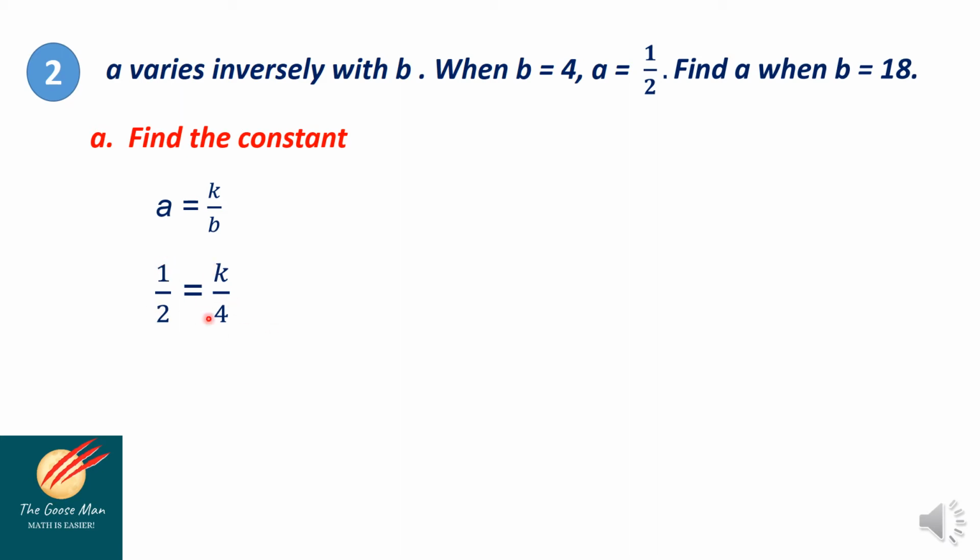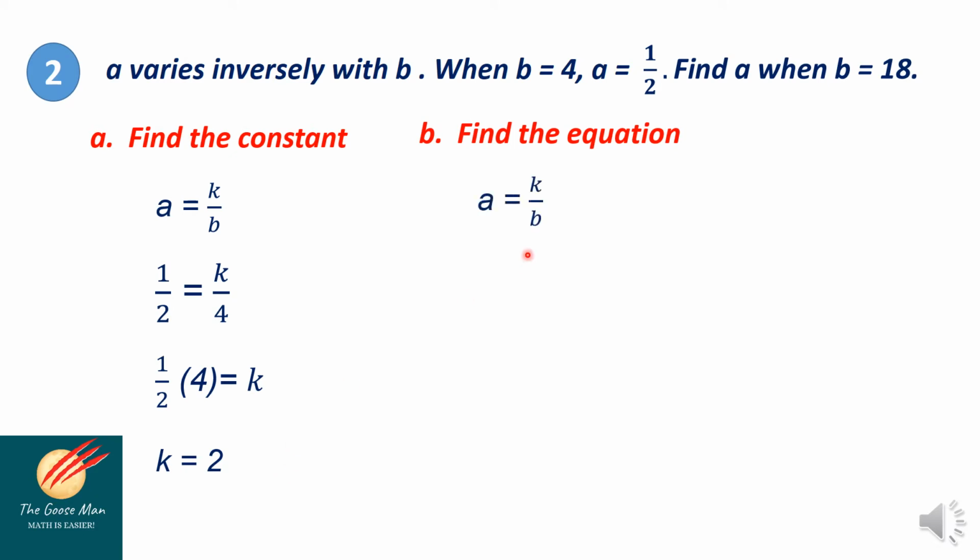Multiply both sides of the equation by 4, so we'll come up with 1 half times 4 is equal to k. So our k is equal to 2. Now that we found out that the value of k is equal to 2, the next thing that we will do is find the equation. So a is equal to k all over b, such that now a will become a is equal to 2 over b, substituting the value of k which is equal to 2.